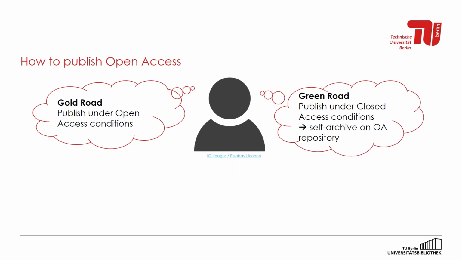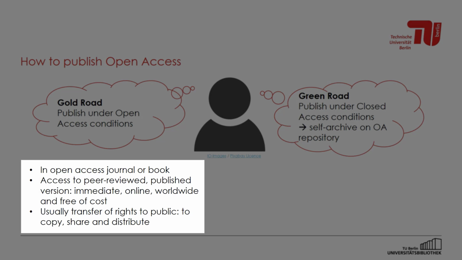There are different paths to choose when you want to publish your research open access. You could either publish under open access conditions, what we like to call the Gold Road. You could also publish rather traditionally, under closed access conditions with a publisher, but additionally self-archive your manuscript on an open access repository. Libraries and sometimes also publishers call this path the Green Road to open access. Let's look at the details.